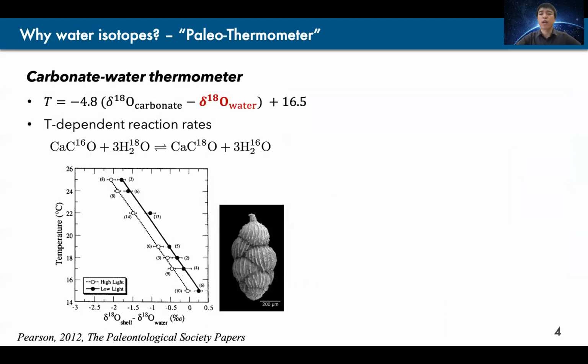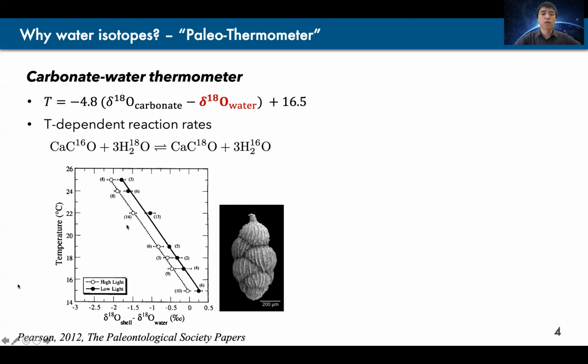You may wonder, why should we care about water isotopes? Because they are paleo thermometers. The left here shows the carbonate-water oxygen isotope thermometer. Here you measure the delta 18O in calcium carbonate shells of foraminifera, and assuming you know the delta 18O signature of the seawater, you can plug into this equation to calculate the water temperature when the foraminifera lived. The physical basis for this thermometer is the temperature-dependent reaction rates of this isotope exchange reaction.